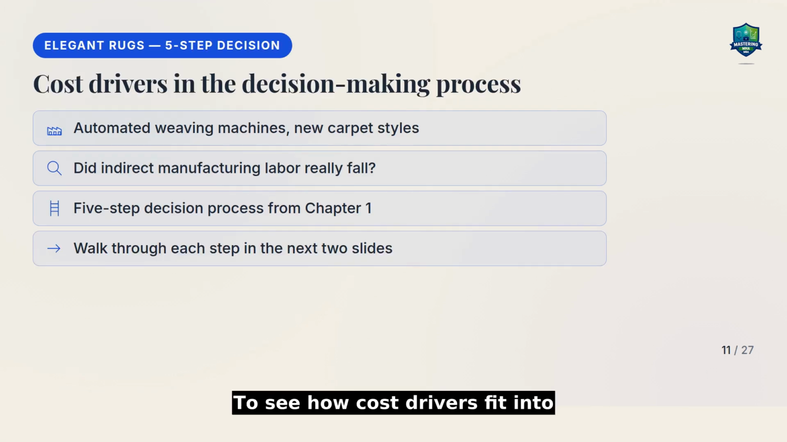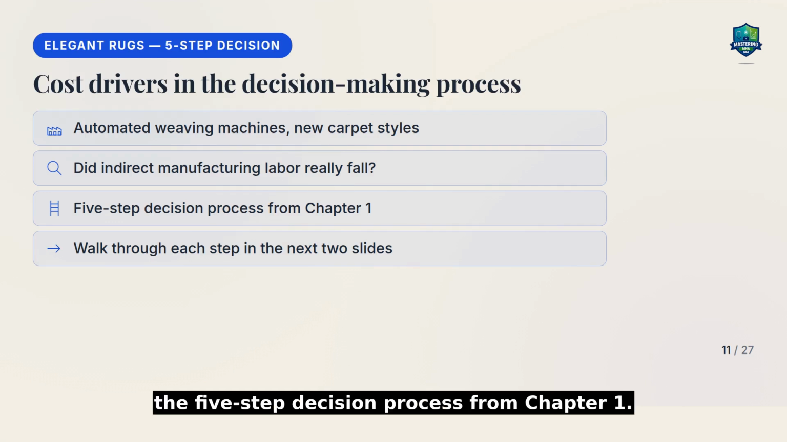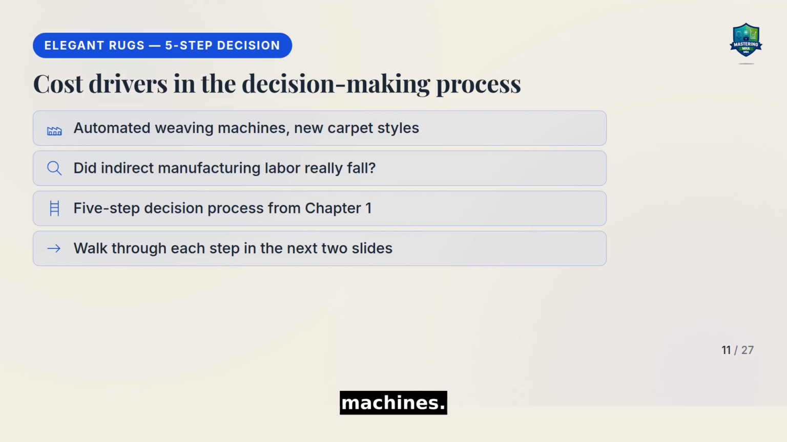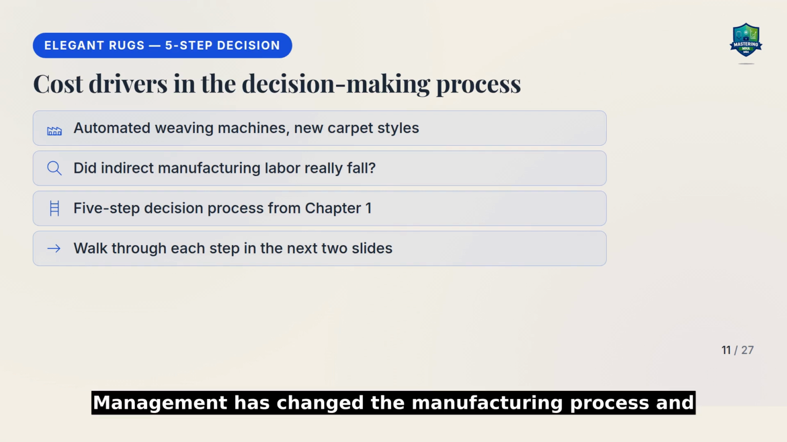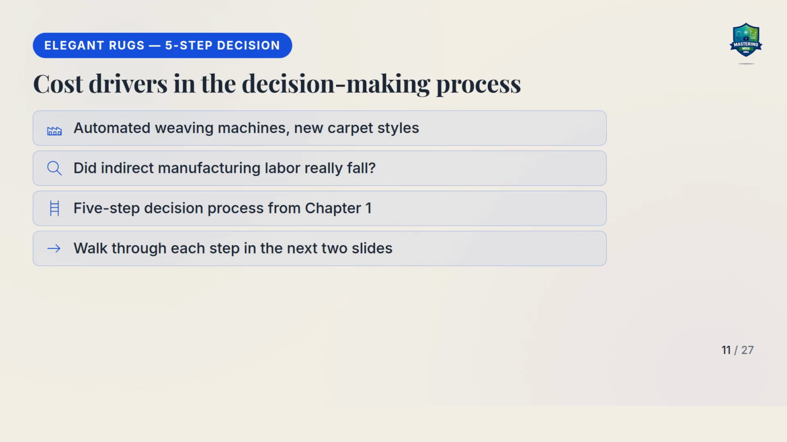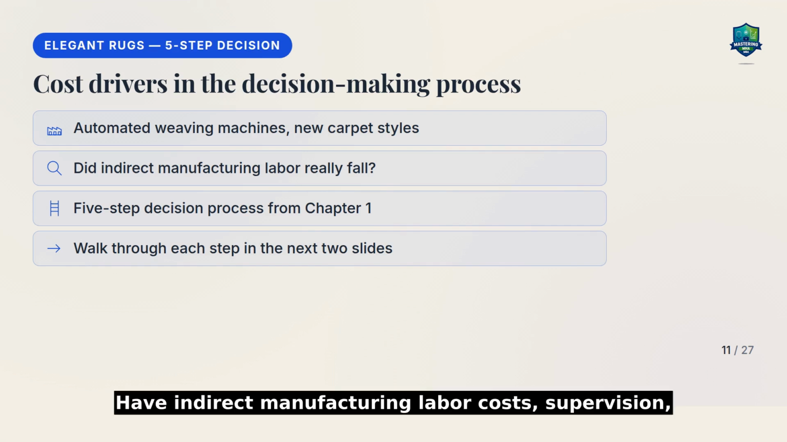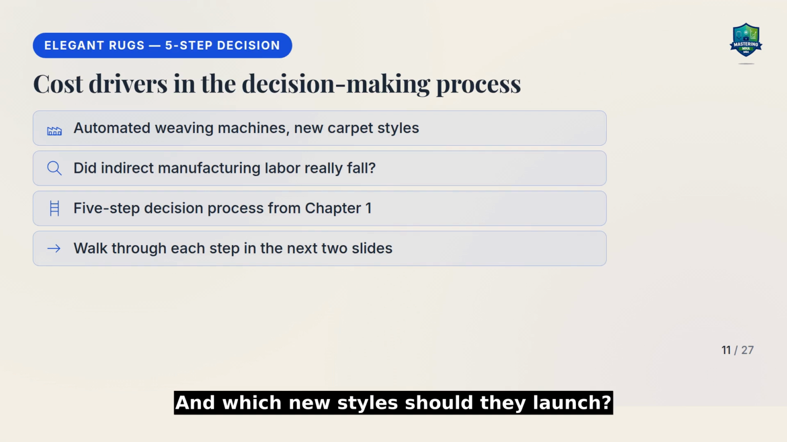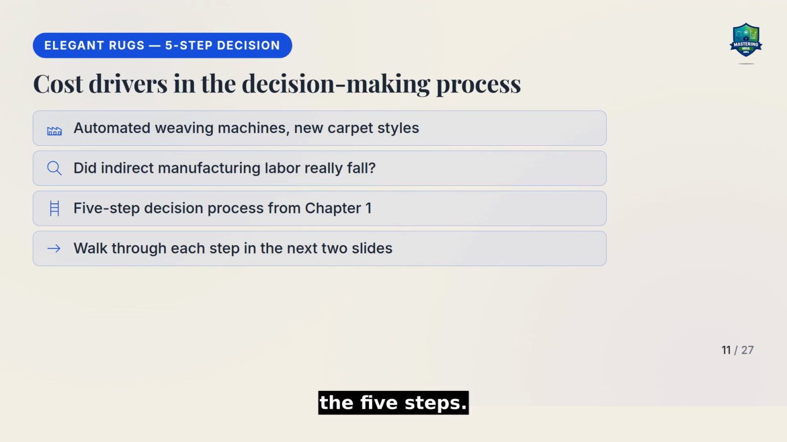To see how cost drivers fit into a real decision, follow Elegant Rugs through the 5-step decision process from Chapter 1. Elegant Rugs makes carpets on automated weaving machines. Management has changed the manufacturing process and wants to introduce new styles. Have indirect manufacturing labor costs, supervision, maintenance, quality control really gone down? And which new styles should they launch? Datar and Rajan walk through each of the 5 steps.